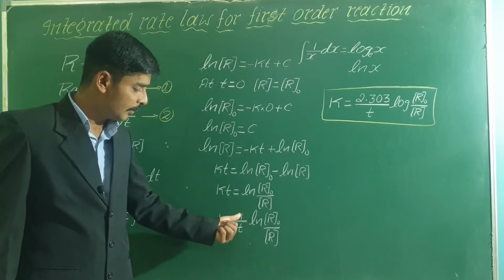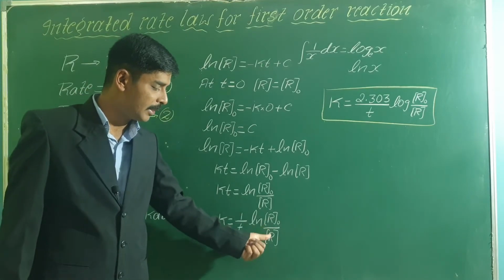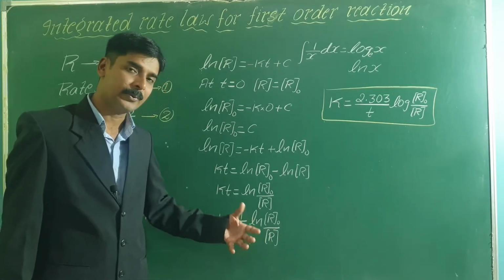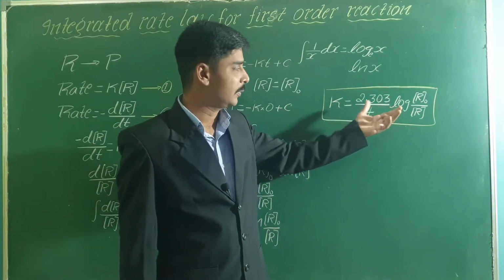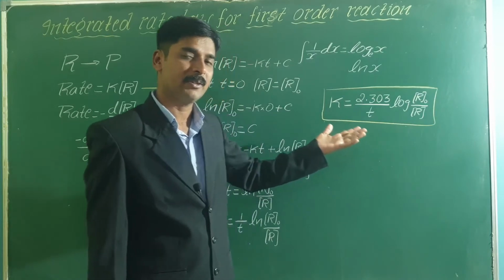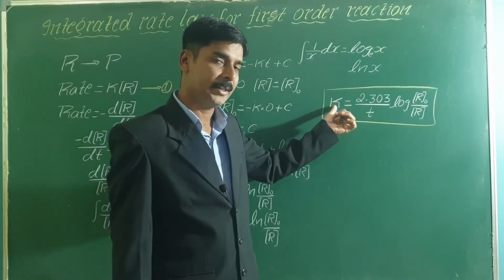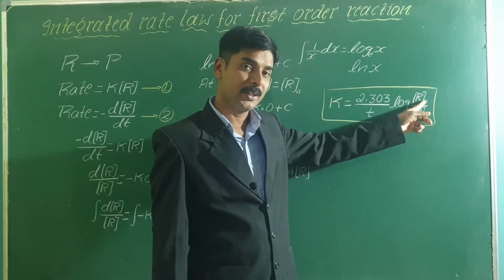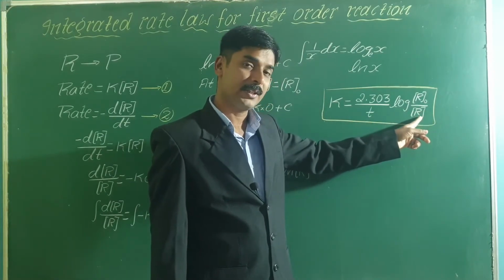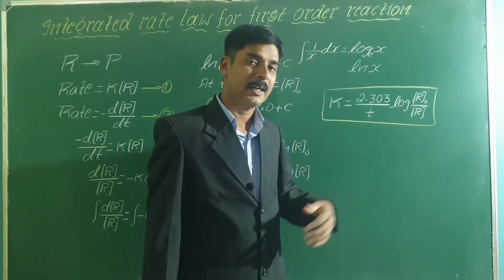Then we write k is equal to 1 by t ln of r naught by r. So to convert ln to common logarithm, we multiply by 2.303. So this is the expression for the rate constant of a first order reaction, where k is the rate constant, t is the time, r naught is the initial molar concentration of the reactant. This is the concentration of the reactant after a certain time t.